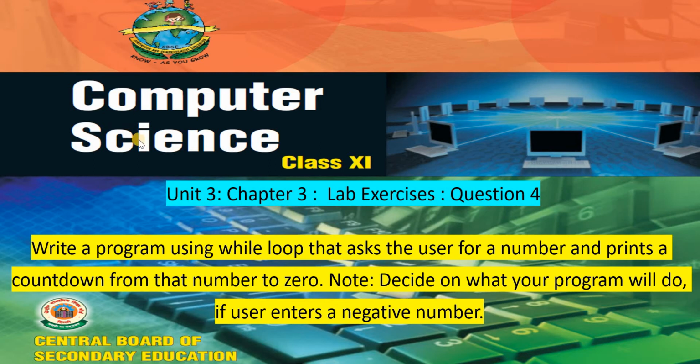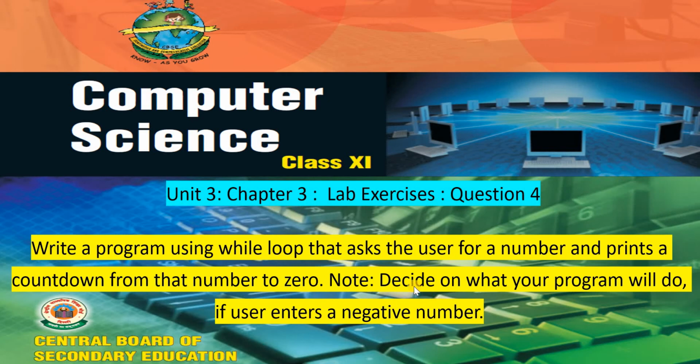In this video, we are going to provide a solution to Computer Science, Class 11, Unit 3, Chapter 3, Lab Exercises, question number 4, which is: write a program using a while loop that asks the user for a number and prints a countdown from that number to 0. Note, decide on what your program will do if the user enters a negative number.